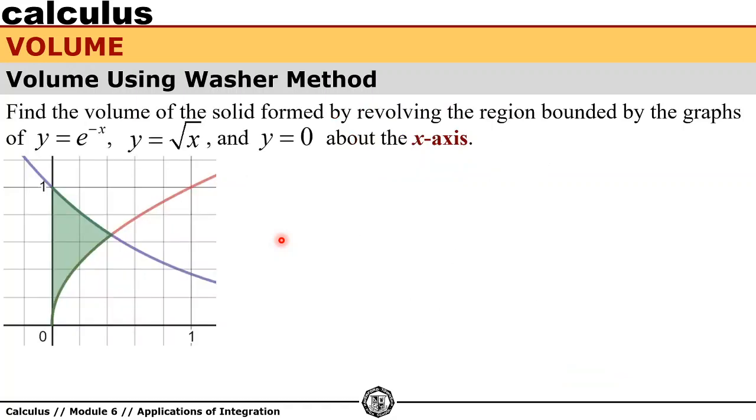Let's do a different example. We're going to now look at this region here. It says find the volume of the solid formed by revolving the region bound by the graphs of y equals e to the negative x. That's the purple line coming down here. Y equals the square root of x, which we just saw in the previous question. That's got a red line going up like this.